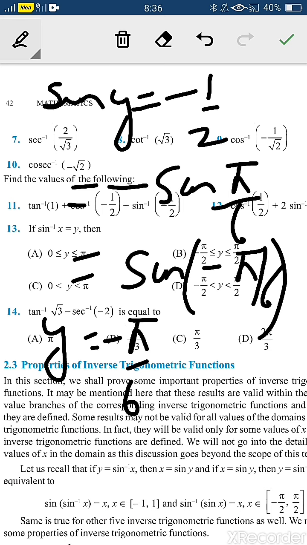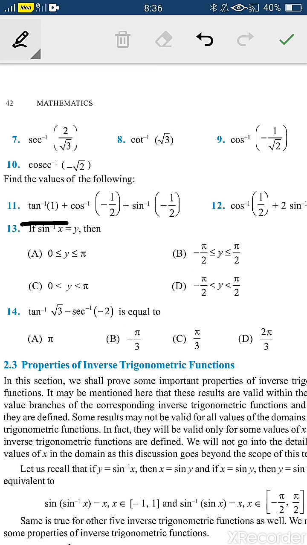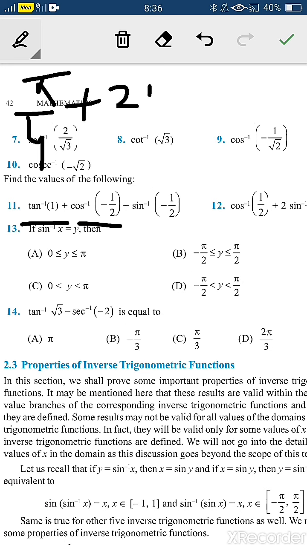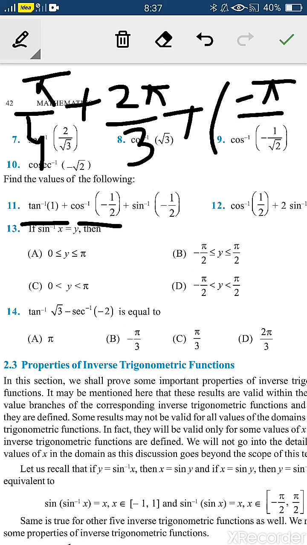So now taking all these three: what is tan inverse 1? What was its value? Pi by 4. Cos inverse minus half, what was its principal value? That is 2 pi by 3. Next is plus sine inverse minus half. What is its value? That is minus pi by 6, right? Now adding these.